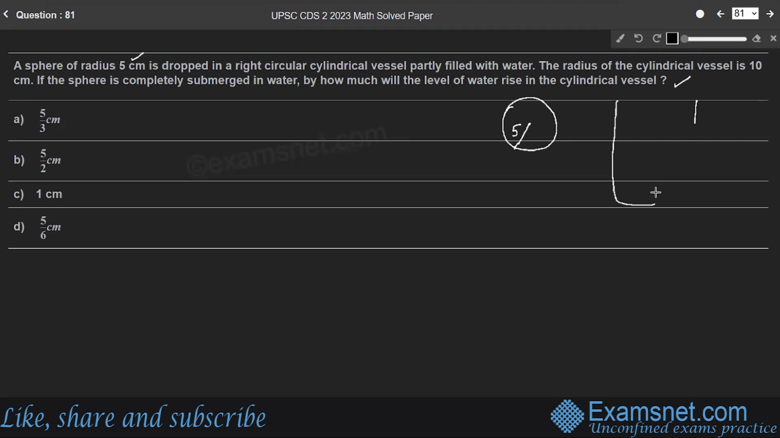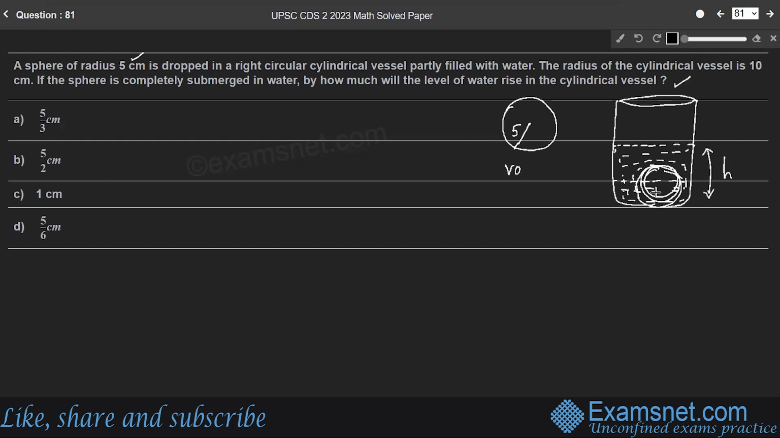submerged in water. Here the container is in cylindrical shape, right? So when it is submerged completely in water, initially the water was filled partially in the container. So when this sphere is completely submerged in water, there will be a rise in the water level, right? So what is the rise in the water level? To what height does the water rise in the cylindrical vessel? That's what the question is here.